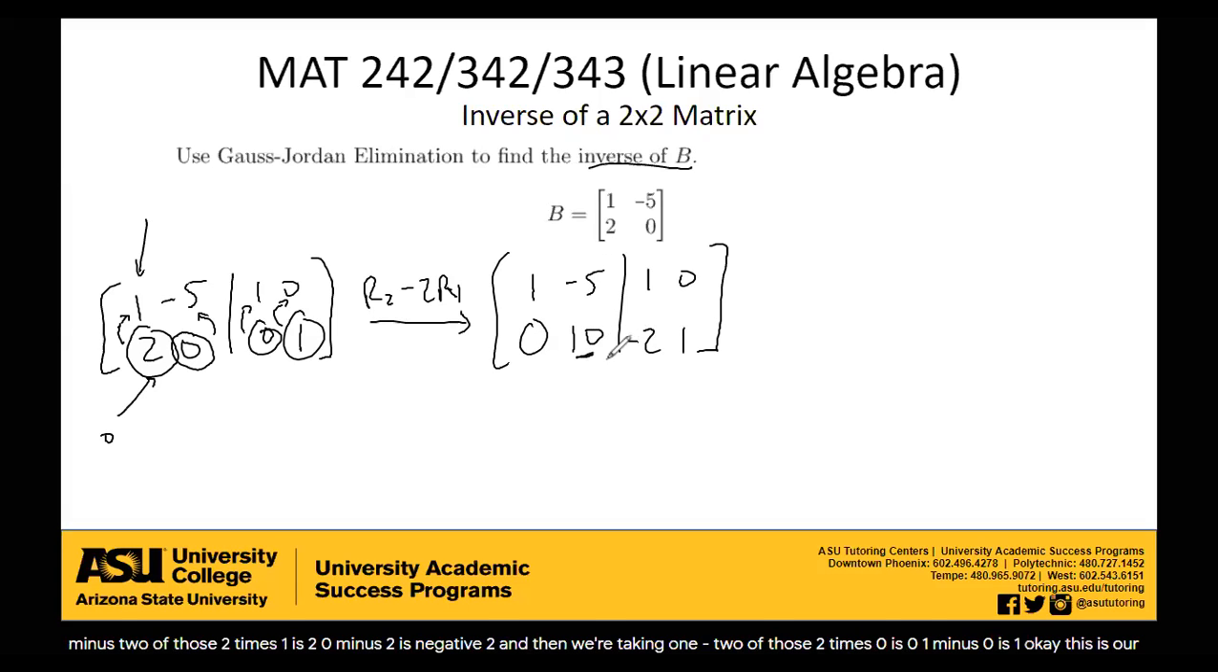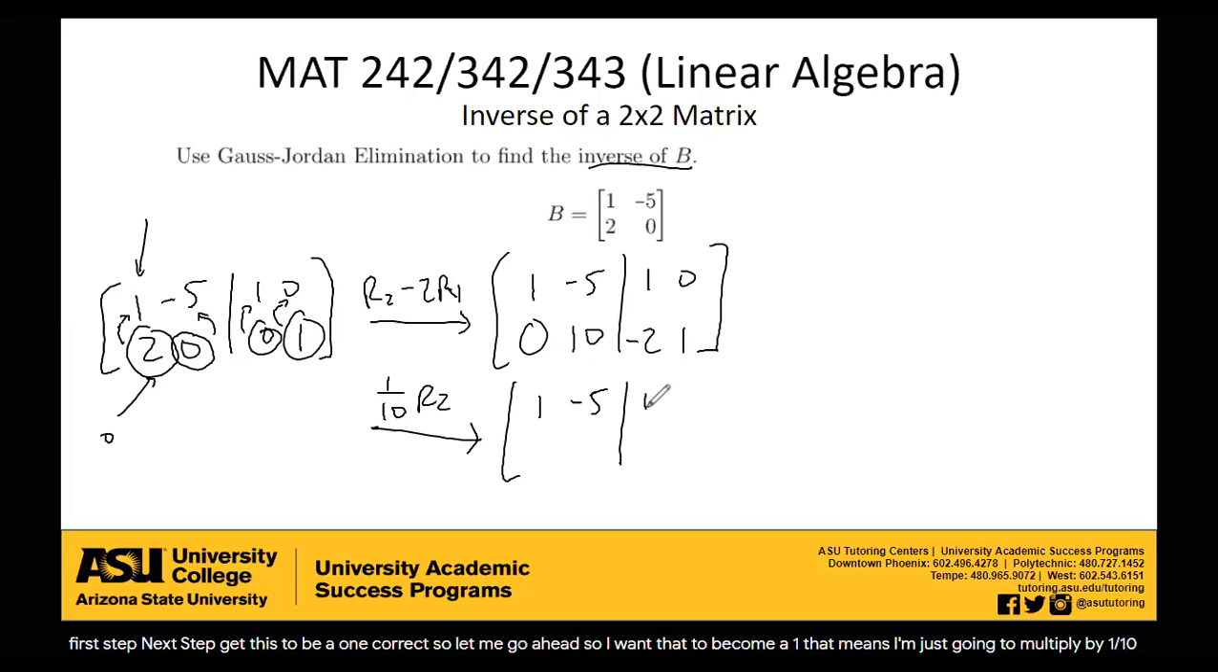Next step, get this to be a 1, correct? So let me go ahead and erase that. So I want that to become a 1. That means I'm just going to multiply by 1/10. So I have 1, -5, augment with 1, 0. I have 0, 1, -1/5, and 1/10.